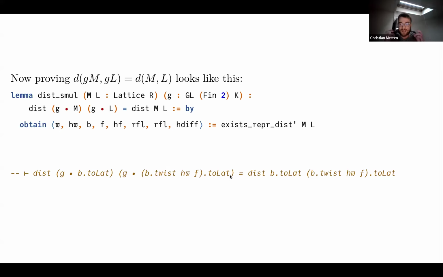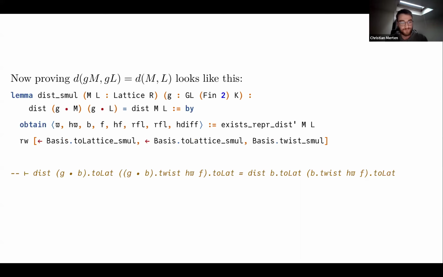And now everything is in a standard form. We reduced it to a situation where every lattice is of the form b.toLattice and every other lattice is of the form some twist.toLattice. And now we can just apply a bunch of API on the b.toLattice and the basis.twist and massage this statement into something we can work with.